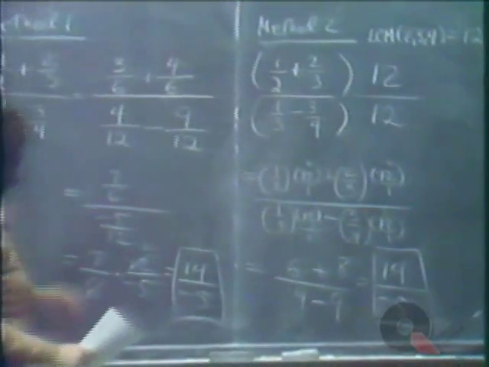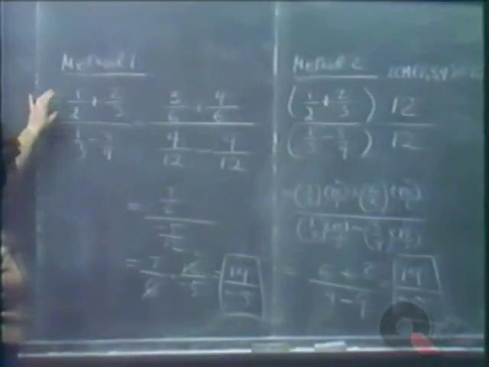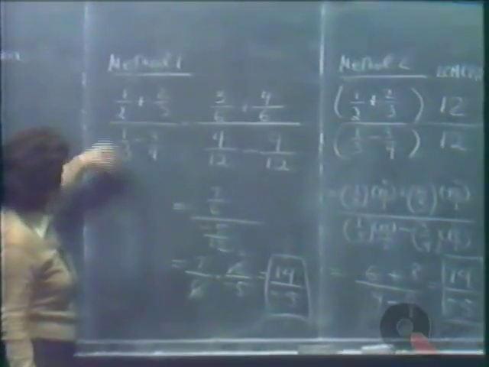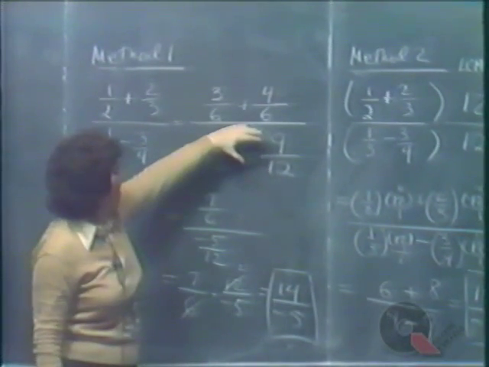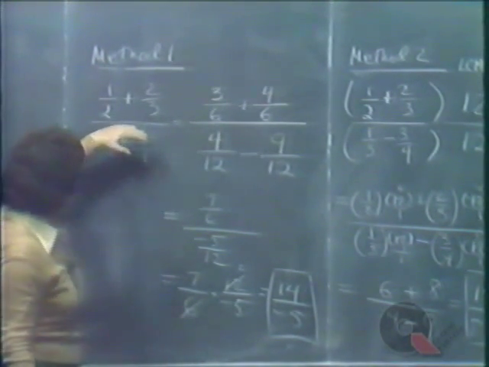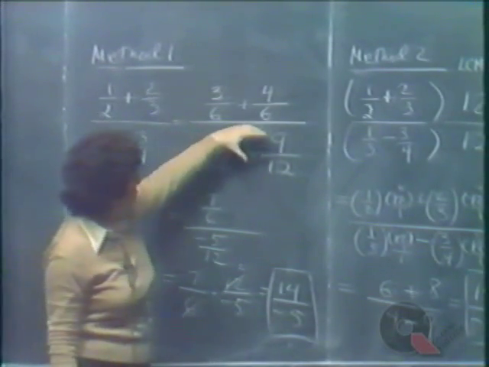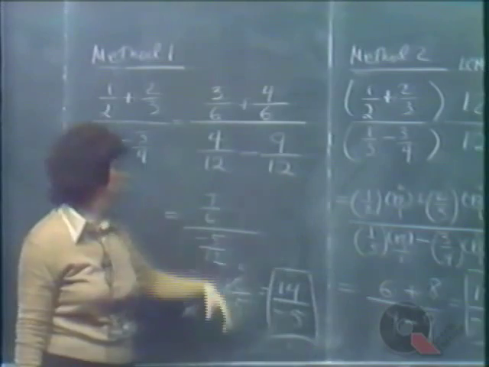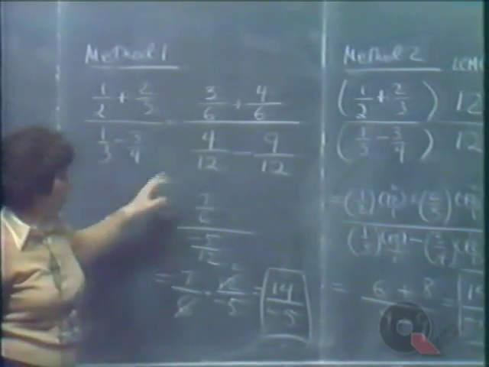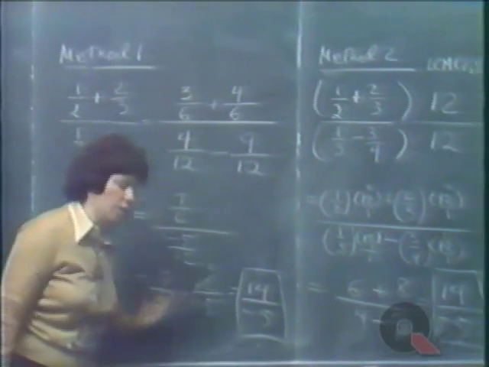Let's just look at the two methods again. In the first one, method 1, we work separately with the numerator, combine over the lowest common denominator for the denominators in the numerator here. And that's 6, we combine over 6. In the denominator, we combine over 12. We add the fractions in the numerator, we subtract them in the denominator, we invert and multiply to finish off the problem.